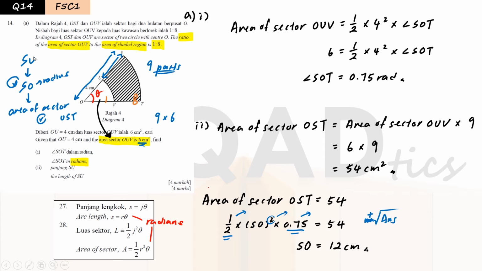So now to find out the length of SU, it will be just 12 cm minus 4 cm. Okay, so SU would be SO, which is the length of the entire line here, minus this small part here, which is UO, right? So it's 12 minus 4, then would be 8 cm.